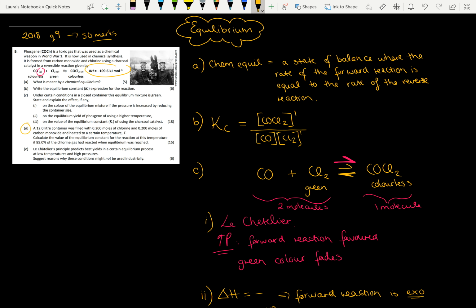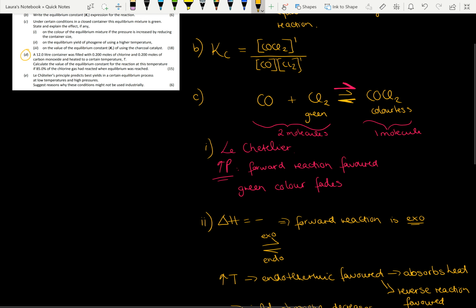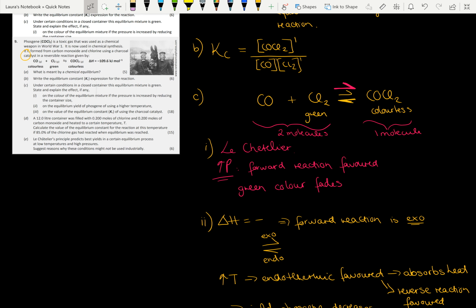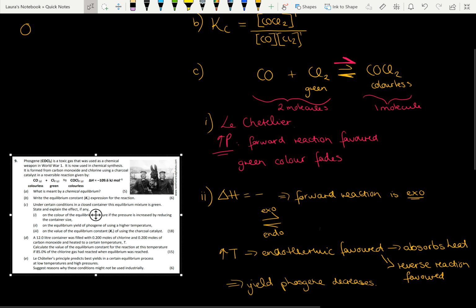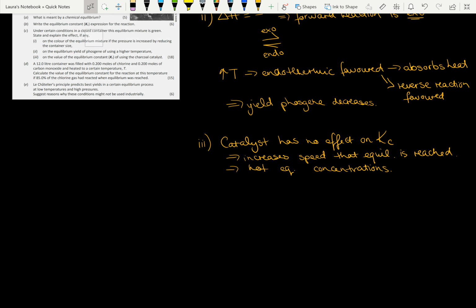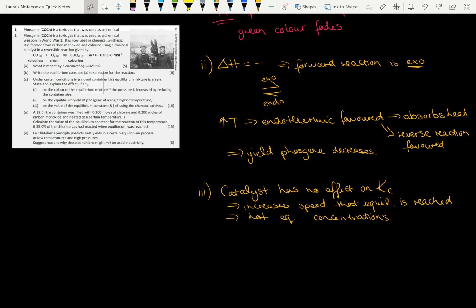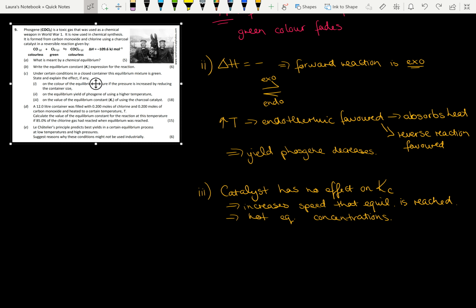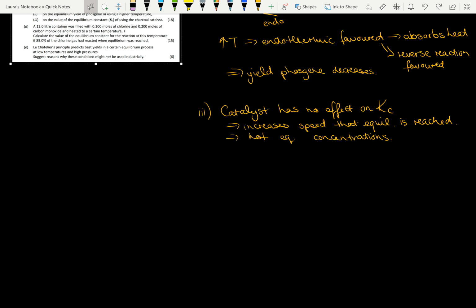Now we're going to have a look at part D, and I might see if I can drag this question down with me so that we can use it for our calculation. No, it's not moving for me. Okay, so let's do part D.